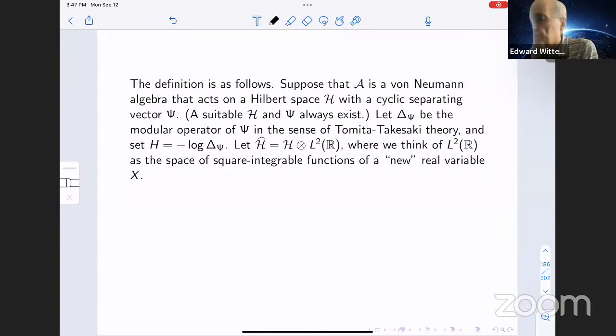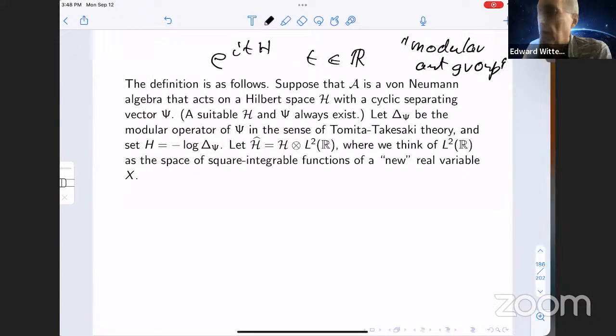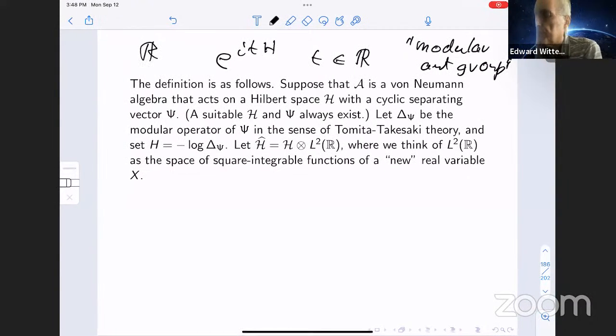The group of unitary transformations generated by H, the group of unitaries of this form, is called the modular automorphism group. Abstractly, it's isomorphic to R. So in this situation, there's a group of automorphisms. The main theorem of Tomita-Takesaki theory says that these unitaries do generate automorphisms of A.